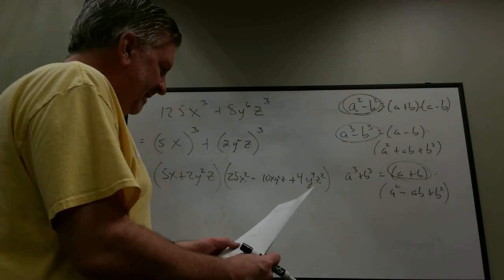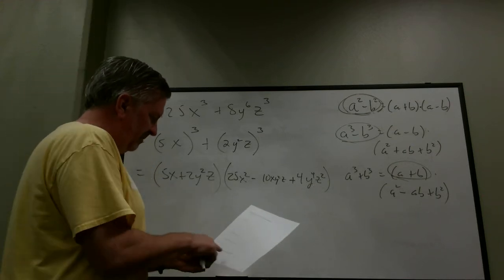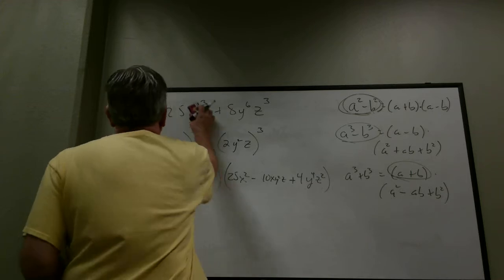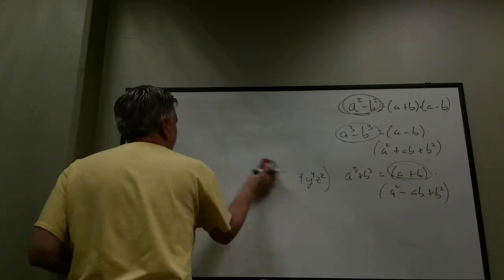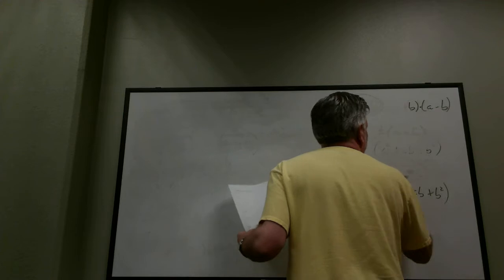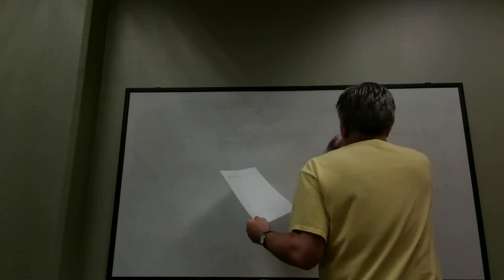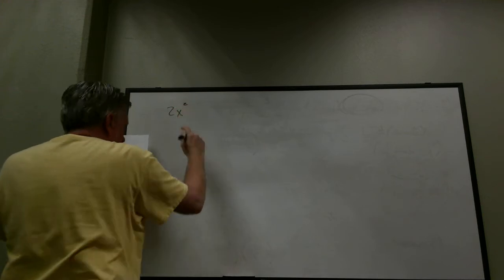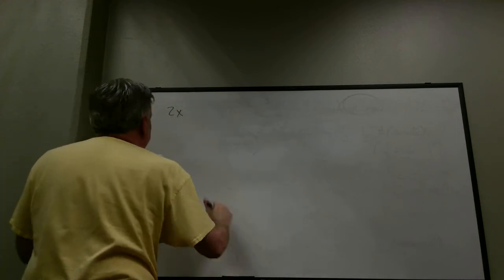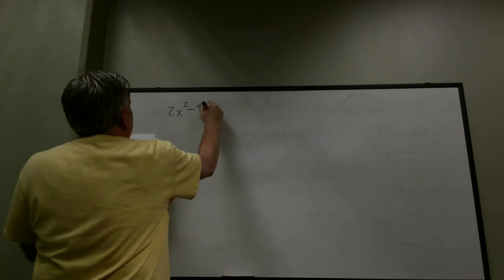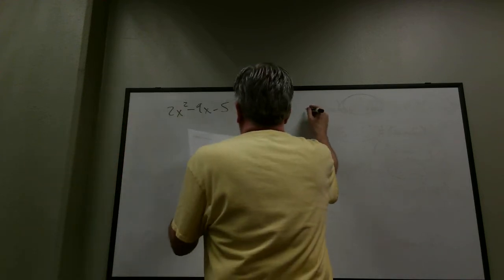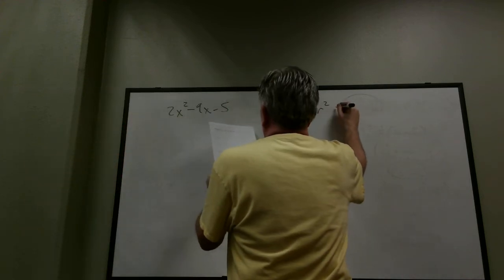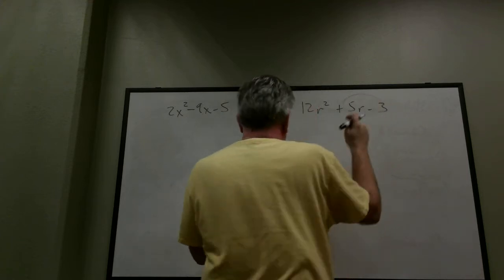Let me skip E. I really should do A and B first. All right, let's skip down to the bottom there. Oh, no, that's all right. I'm going to the example at the bottom. We'll go back and do E. 2x squared minus 9x minus 5. And then this one is 12r squared plus 5r minus 3.